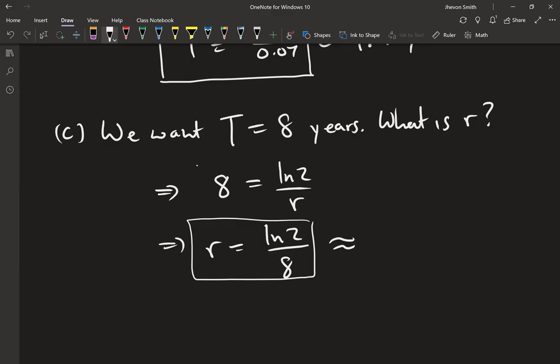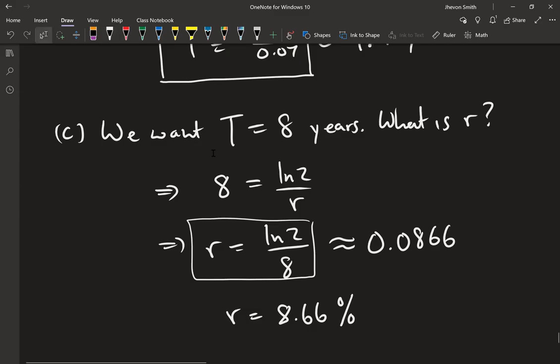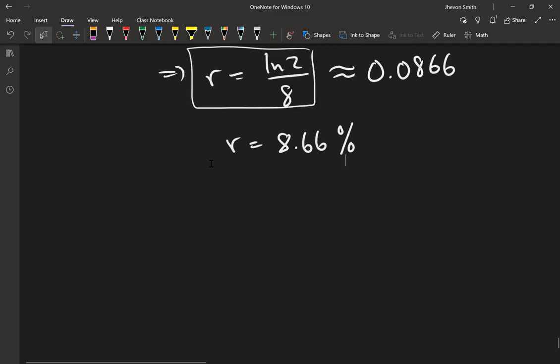This, by the way, is roughly, let me actually do that. So it's a little over 8%. This must be 0.0866. So your r should be around 8.66%. Now, of course, if you're typing something in this class, you would just leave it as ln 2 over 8, because generally you're not supposed to be using calculators, so you won't know what the decimal answer is. So that's that. Okay, now let's look at D.